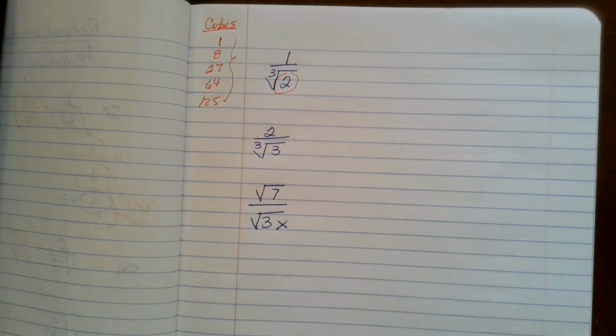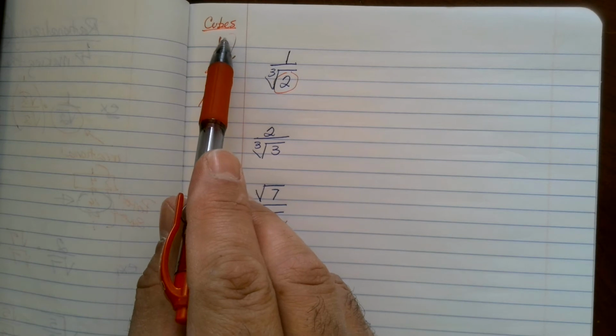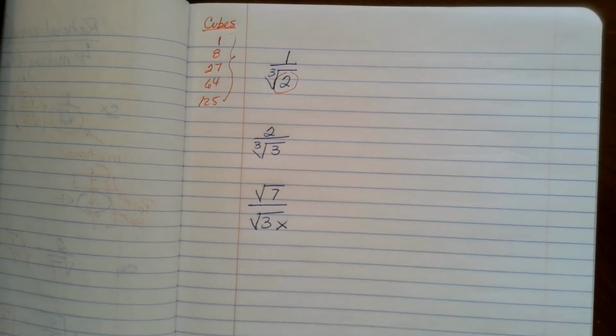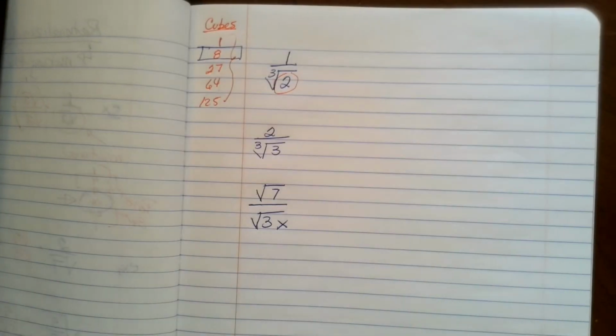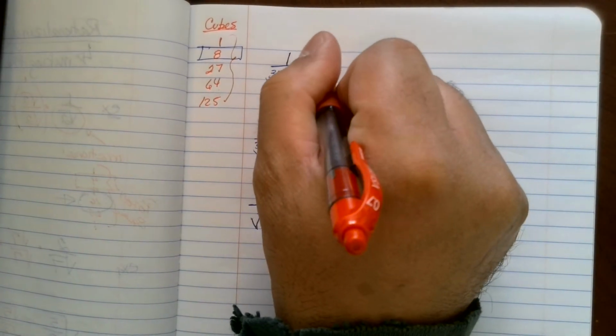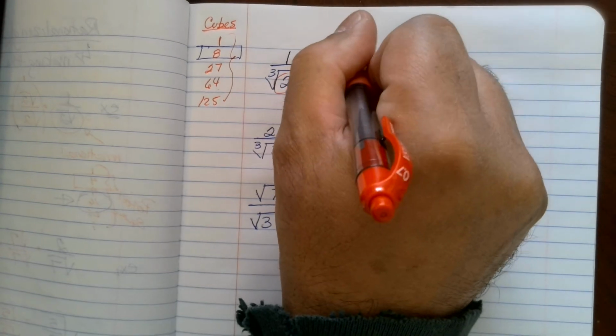So what do I have to multiply it by in order to be one of those values? 2 times what value will give me 1? Well, that's going to be tough. 2 times a half, I guess. But this looks like a good one right here. Right? I could make a 2 into an 8 by multiplying the numerator and the denominator by the cube root of 4.